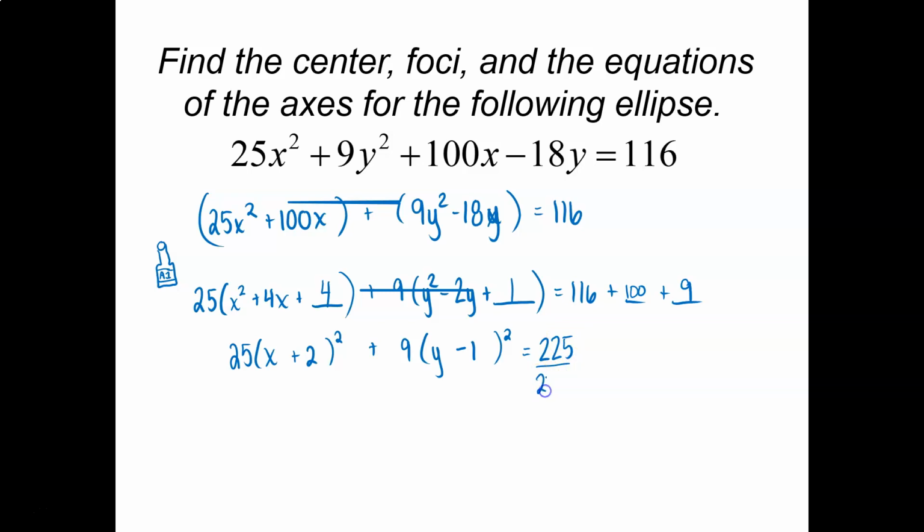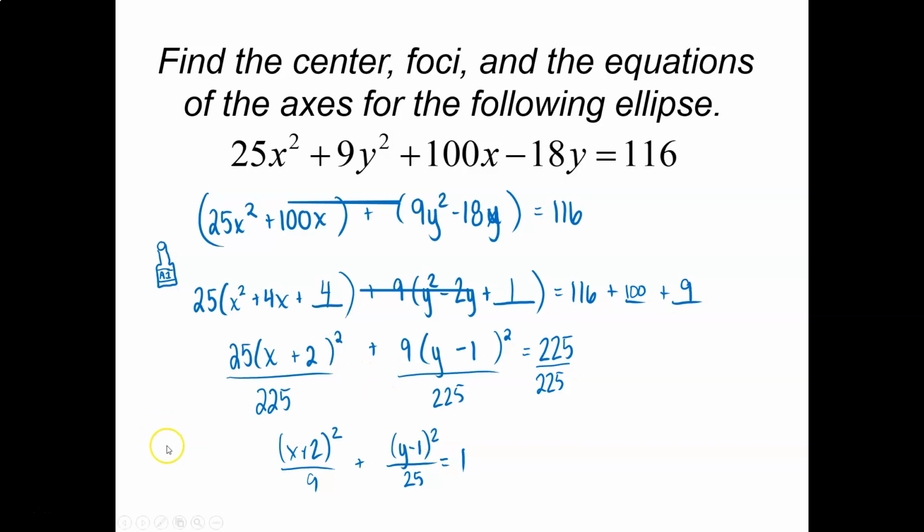I believe so. And I'm going to divide everything by 225 because I need this to equal 1. And if we divide by 25 on top and bottom, we'll get a 9 right there. If I divide by 9 on top and bottom here, I'll get a 25, and that'll equal 1. So it'll be in standard form. So we can graph it, we could find the ellipse, all those things. Okay, questions?